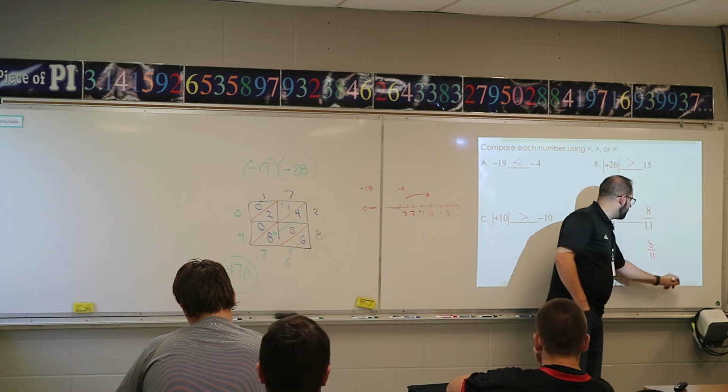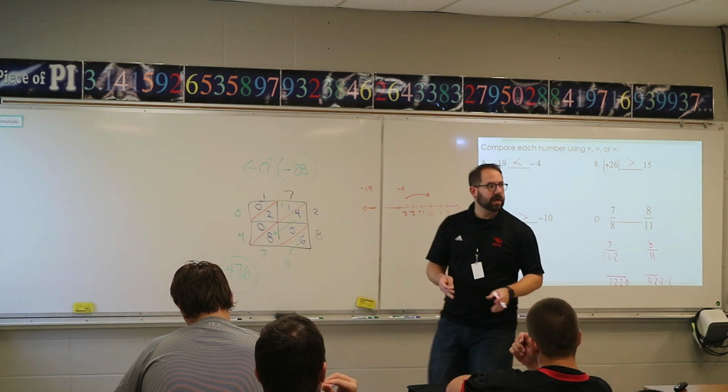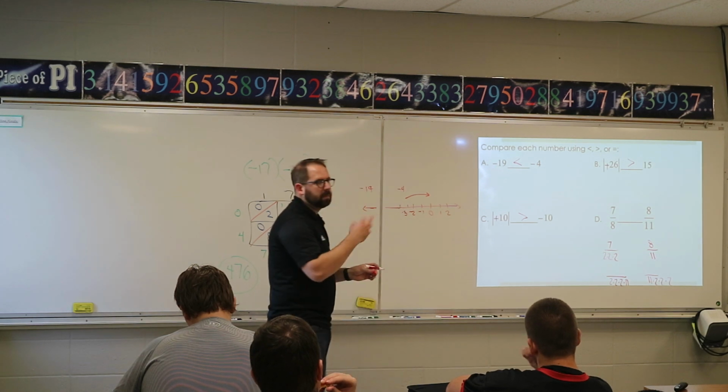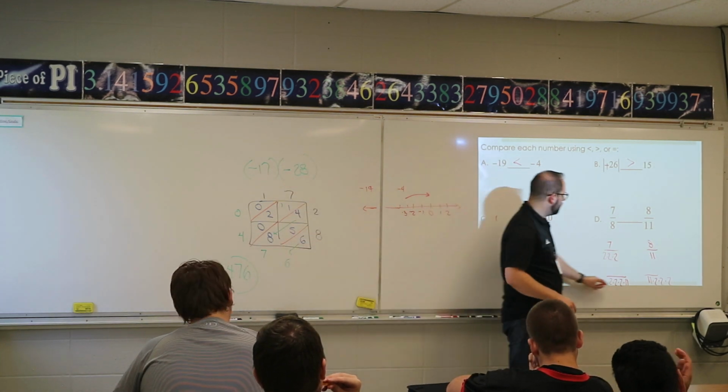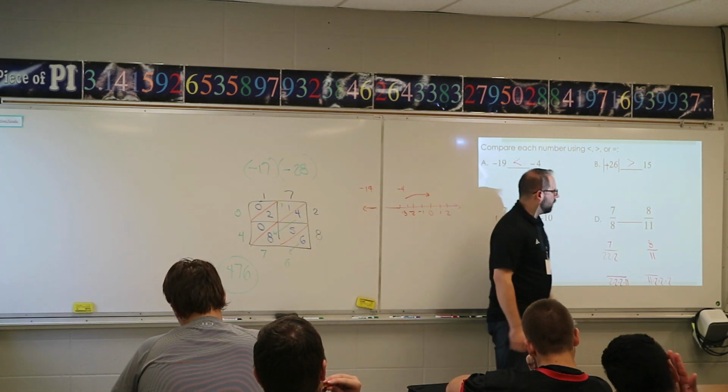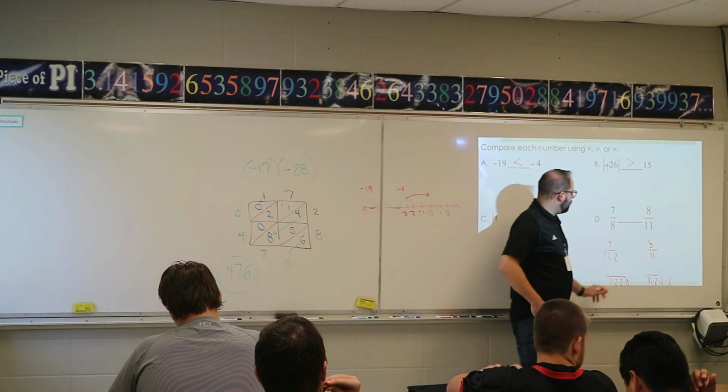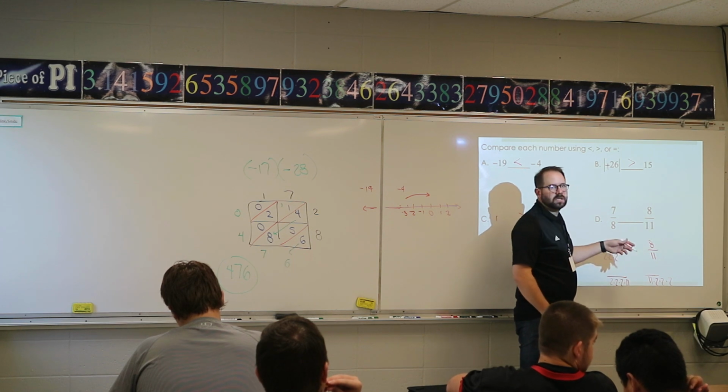Now, some people don't like to do that. They don't like to break it up. That's fine. You don't need to break up the 8. You don't need to break the 11. But what you do is you multiply the two bottoms together. That's what I'm basically doing here, 8 times 11. And when you do that, you just have to make sure you change the top.